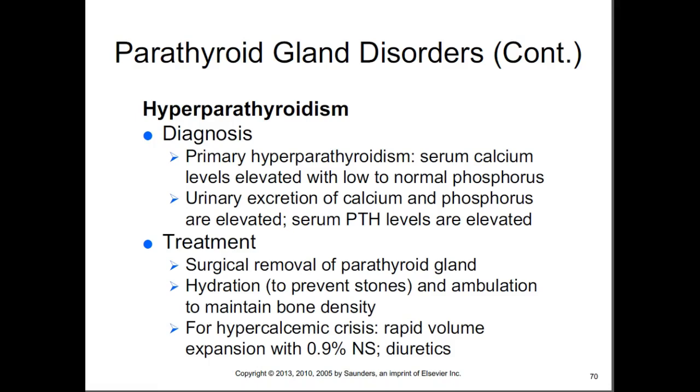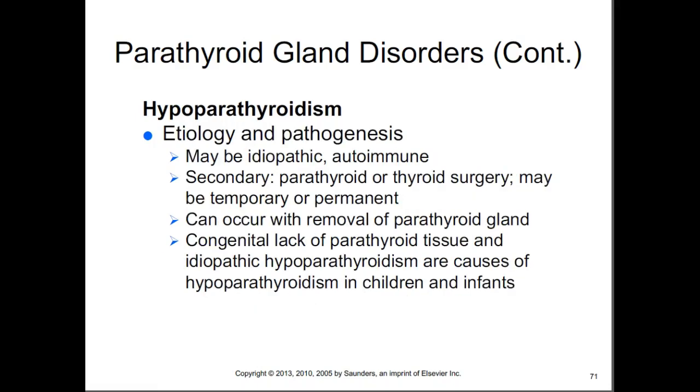So treatment is surgical removal of the parathyroid glands, hydration to prevent stones, ambulation to maintain bone density, and for hypercalcemic crisis, rapid volume expansion with 0.9% normal saline and diuretics. Hypoparathyroidism may be idiopathic or autoimmune, secondary to thyroid surgery, and may be temporary or permanent. And it can occur usually with the removal of the parathyroid glands.